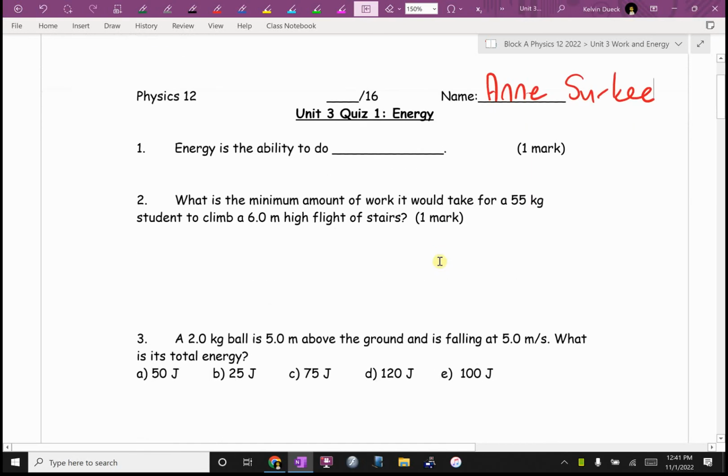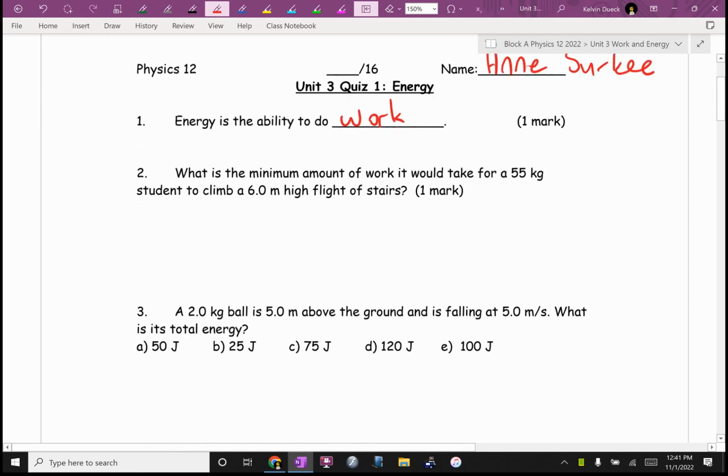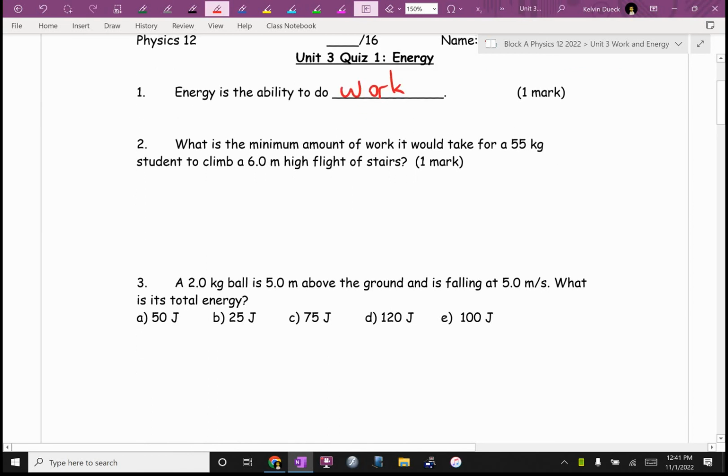Number one, energy is the ability to do what? Okay. One mark. What's the amount of work it would take for a 55-kilogram student to climb? Climb, that's lift. The amount of work is going to be mgh.